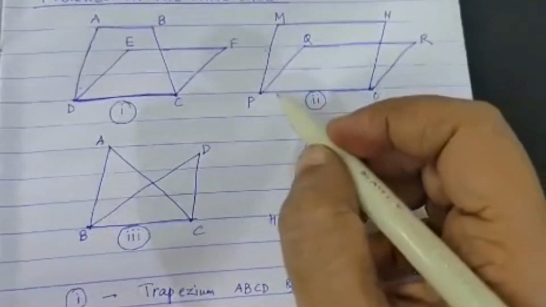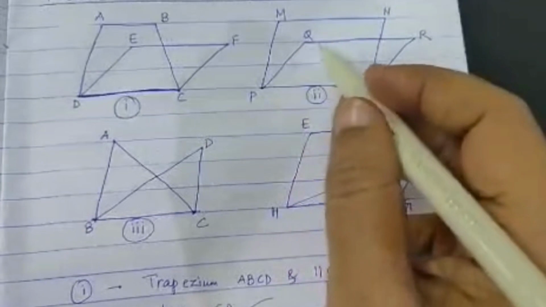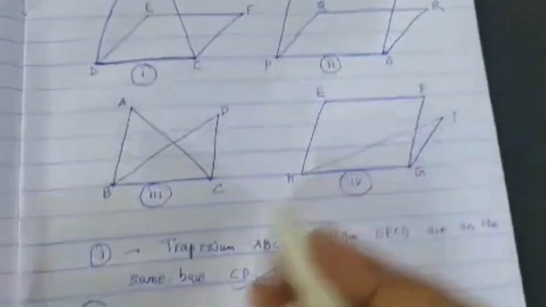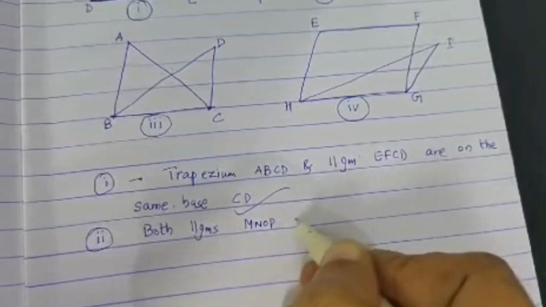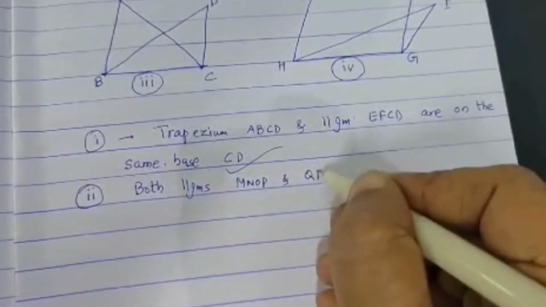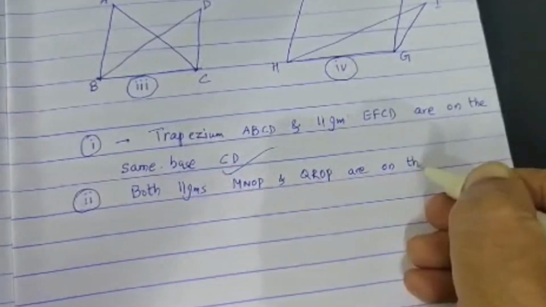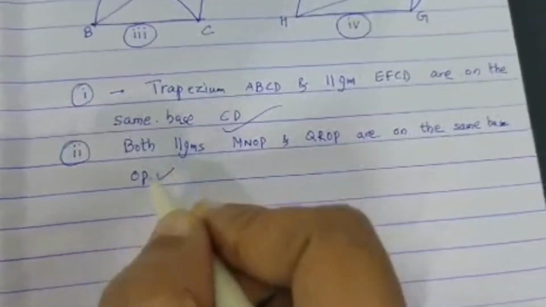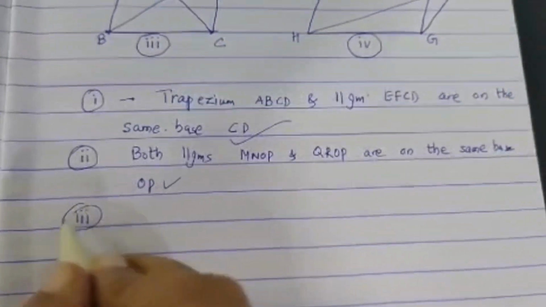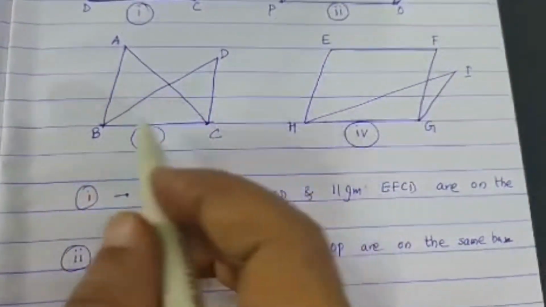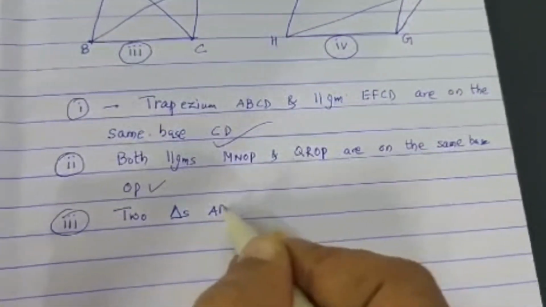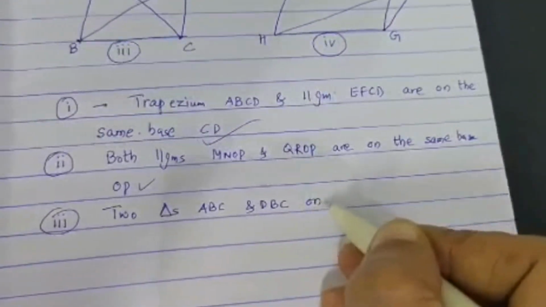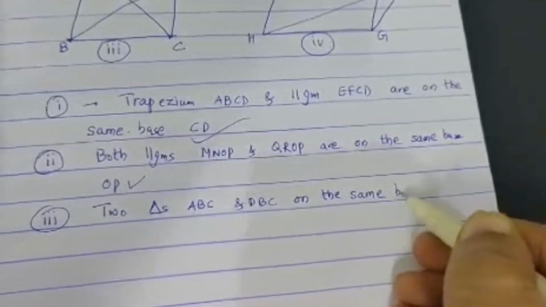Let us understand the second one. In the second figure, there are two figures, both parallelograms, MNOP and QROP. Both parallelograms MNOP and QROP are on the same base OP. Now the third figure has two triangles, ABC and DBC, on the same base BC.